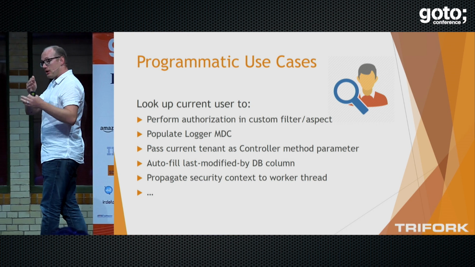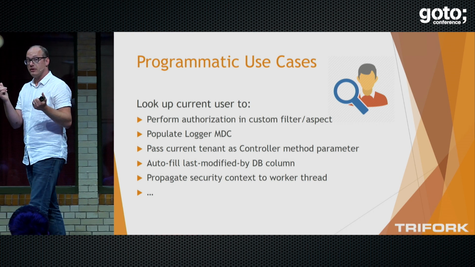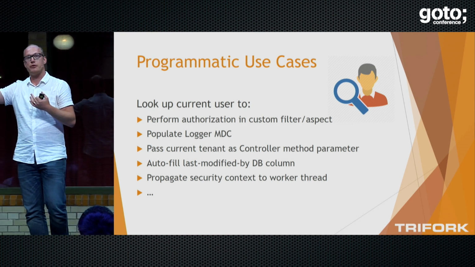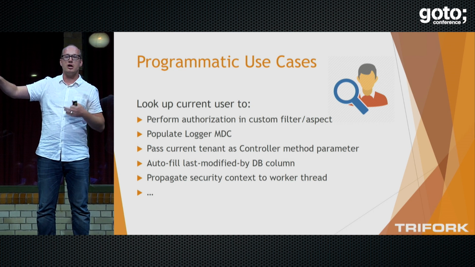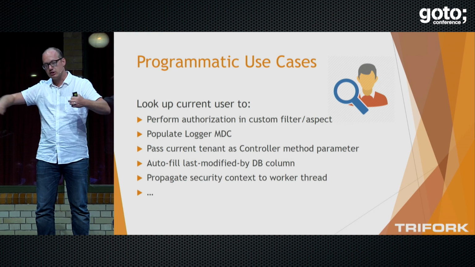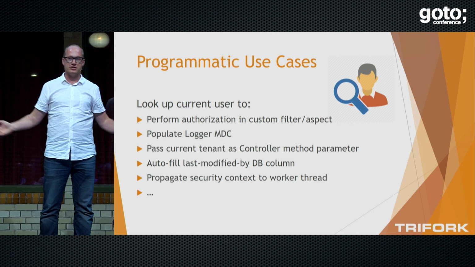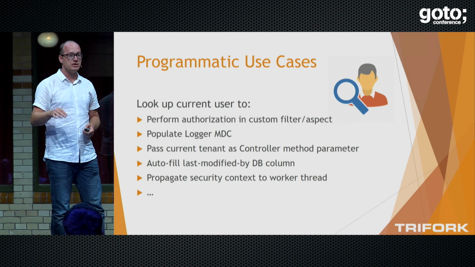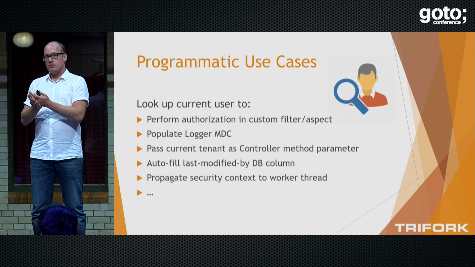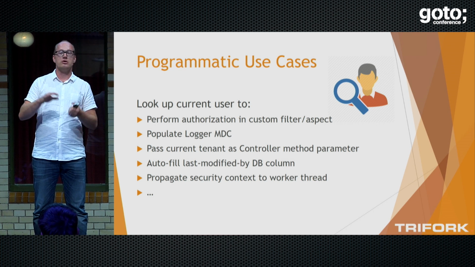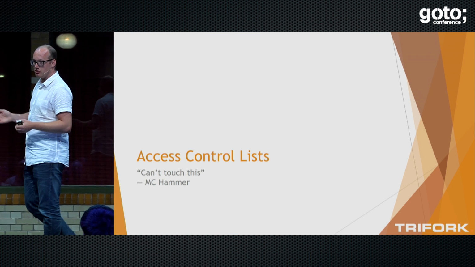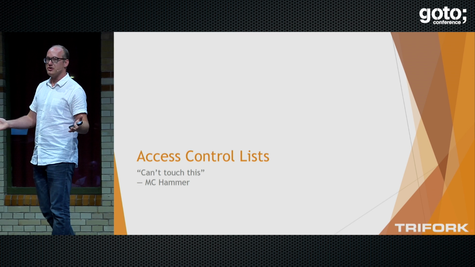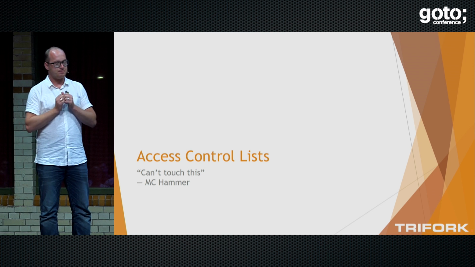You could also make sure that, because by default this thing is stored in a thread, if you're going to have worker threads doing other things asynchronously, but you still want to know on behalf of what user that happens, you can actually propagate the security context. There's tons and tons of reasons for doing programmatic access. So use it where appropriate. Just make sure that you don't start mixing security code with all of your regular business logic code, because the whole point of the framework is to actually prevent you from having to do that in the first place.